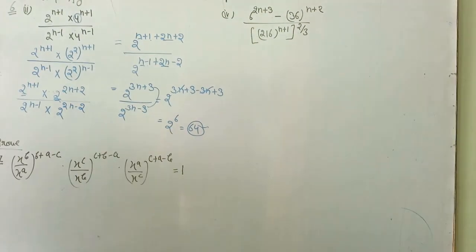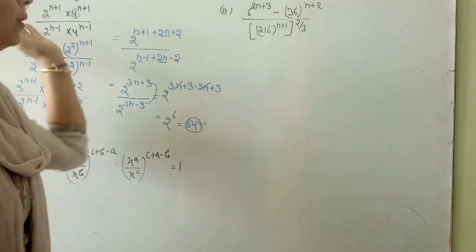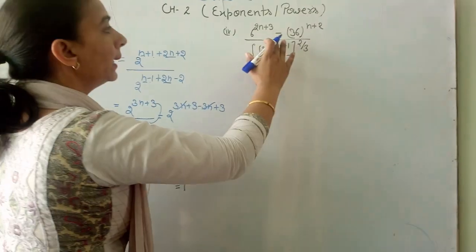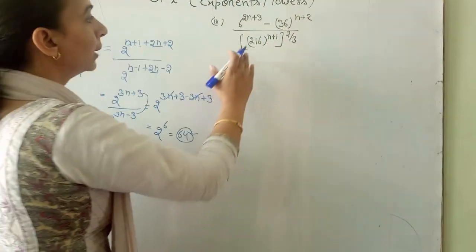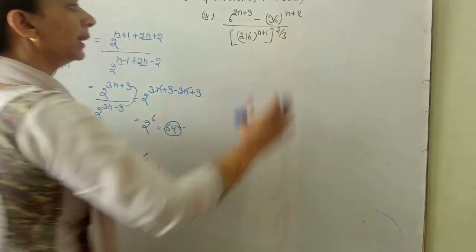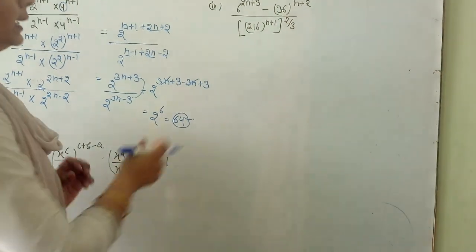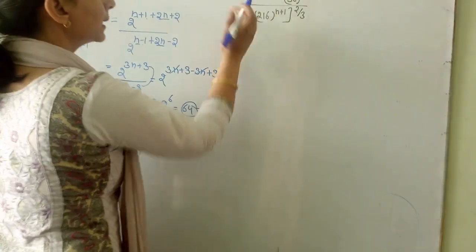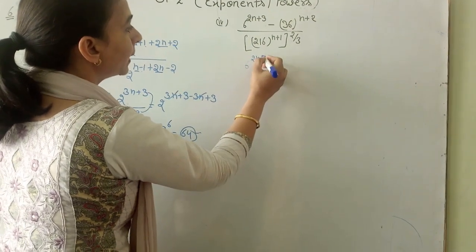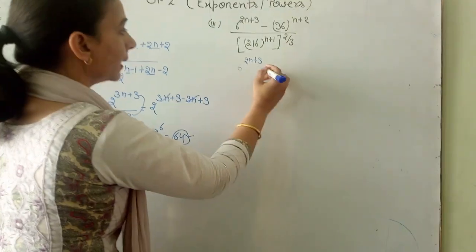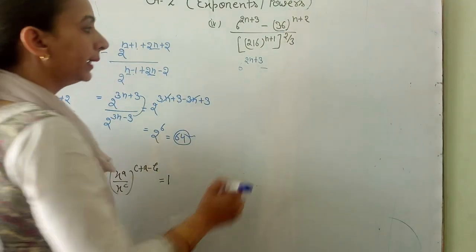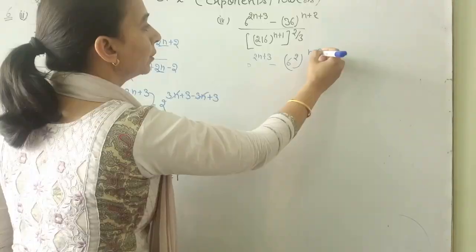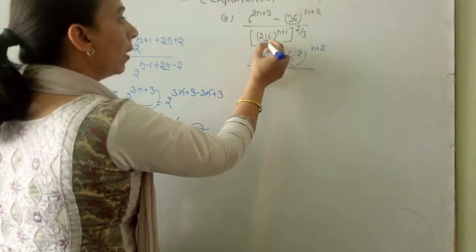Clear, student? Again next part, part number 4 of question 6. Fourth part: 6 raised to the power 2n plus 3 minus 36 raised to the power n plus 2, divided by 216 raised to the power n, and complete raised to the power n. Student, we take this complete question in question number 6, base 6. 6 raised to the power 2n plus 3 as it is, minus 36. 36 can be written as 6 raised to the power 2 and complete n plus 2, divided by 216.